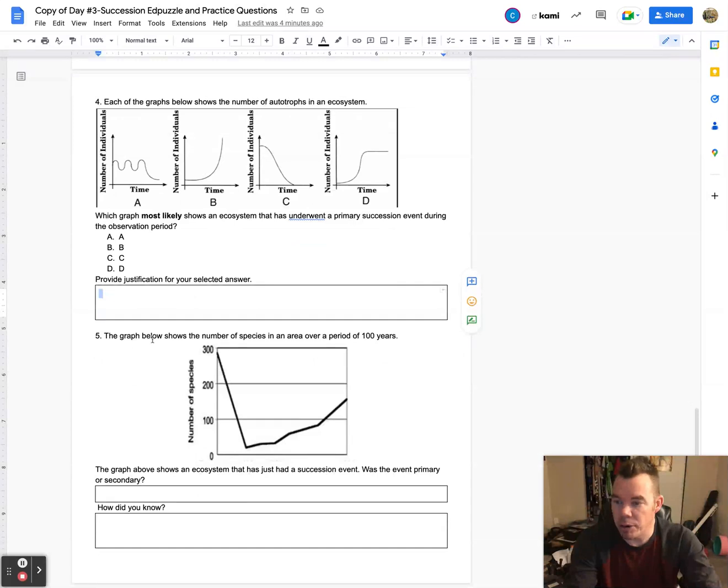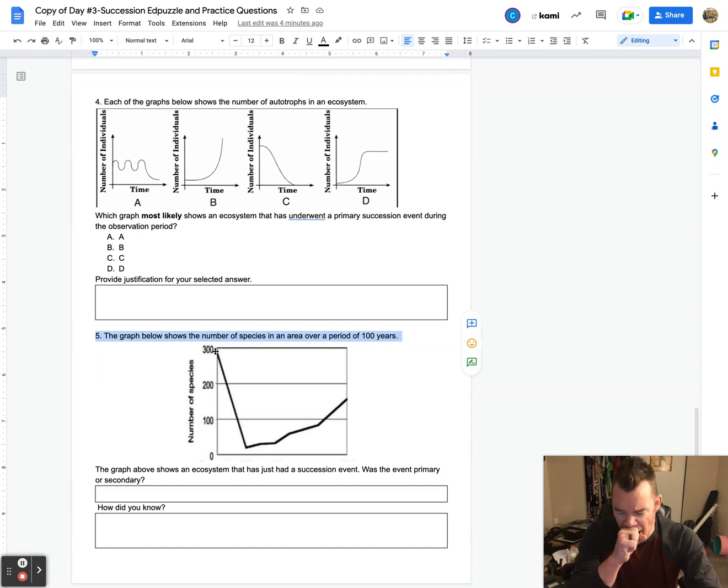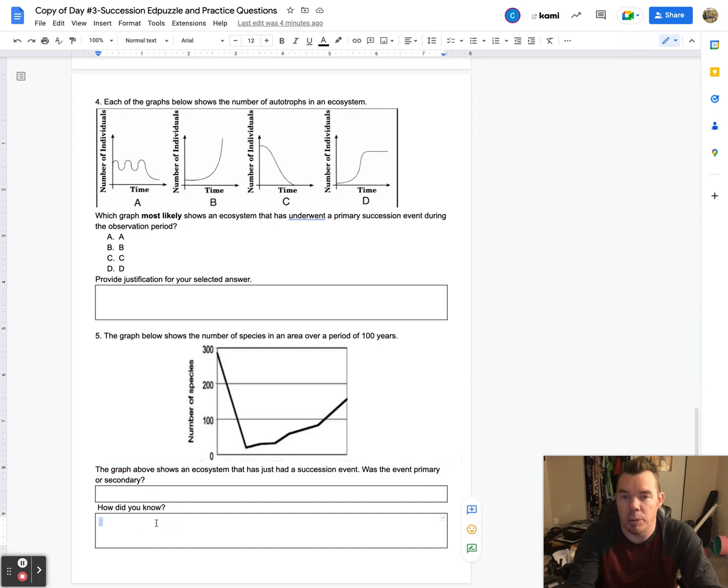The graph below shows the number of species in an area over a period of 100 years. Species started at 300, then dropped way down. Something occurred to make that number of species drop big time. I don't know what, but something happened. The graph shows an ecosystem that just had a succession event. Was the event primary or secondary? Did you go back to zero or did you not? That's basically what you need to answer right there. All right, good luck.